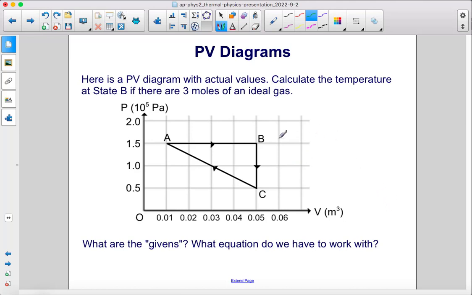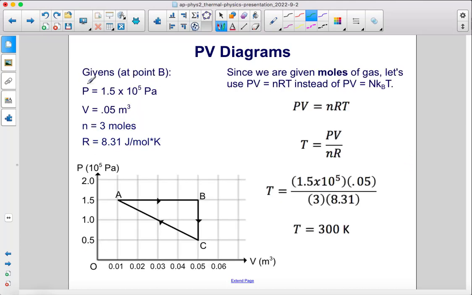Calculate the temperature at state B if there are 3 moles of an ideal gas. What are the givens? What equation do we have to work with? Here are our givens at point B. So remember, A, B, and C are different states of the gas, so we're only interested in the pressure, volume, and temperature at point B.